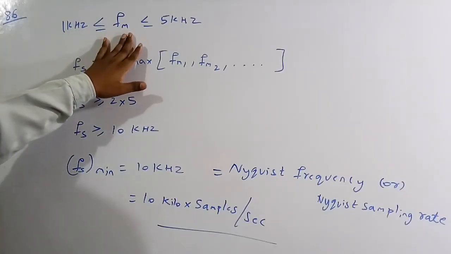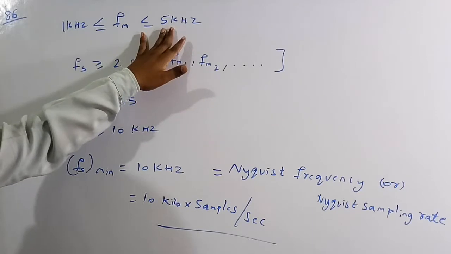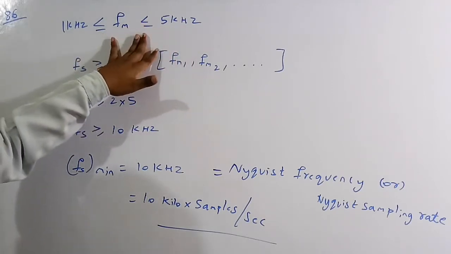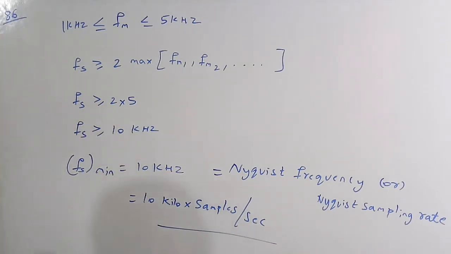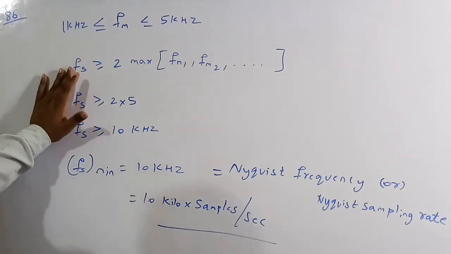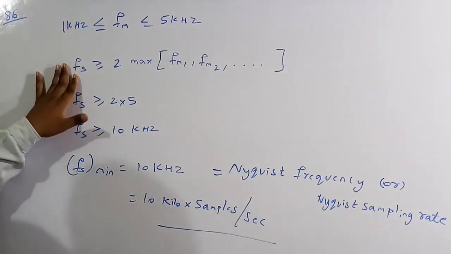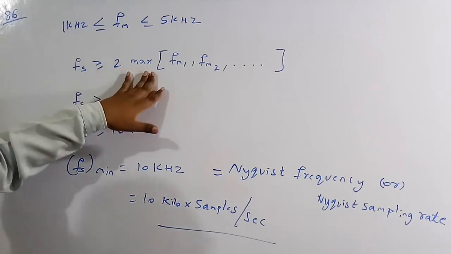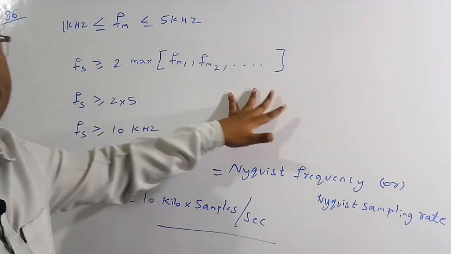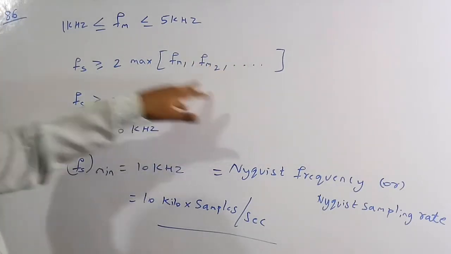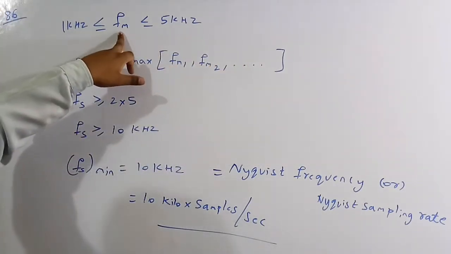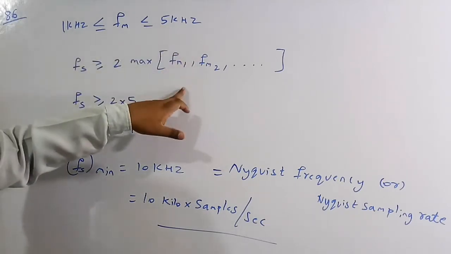So let's solve this numerical. In the question, the message signal frequency lies between 1 kHz and 5 kHz. We need to find the Nyquist sampling rate, which is the minimum sampling frequency. By sampling theory, the sampling frequency must be greater than or equal to twice the maximum of all the message signal frequencies. Out of all the frequencies we take only the maximum, which is 5 kHz.